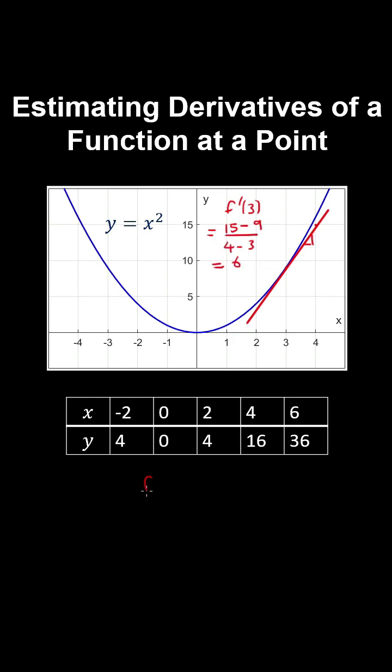Similarly, if we want f dash of 3 using the table, what we need to do is choose the x values that are closest to 3. So the rise would be 16 minus 4 over the run, which is 4 minus 2. And that gives us the same result. This happens to be the exact value of the derivative of this function at x equals 3, and sometimes you can get the exact value for simple curves like this.